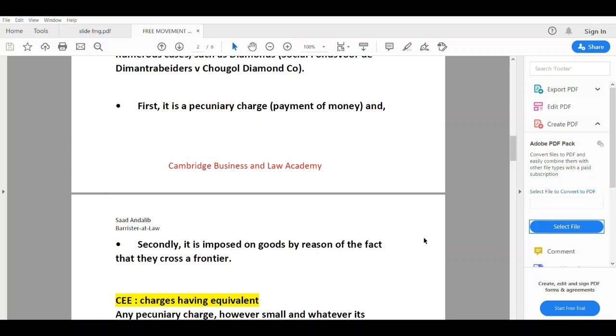So, for example, we can find a customs duty to be paid on the border, and if we cross the border and then it is charged, then it is highly likely that it will not be considered as a customs duty.